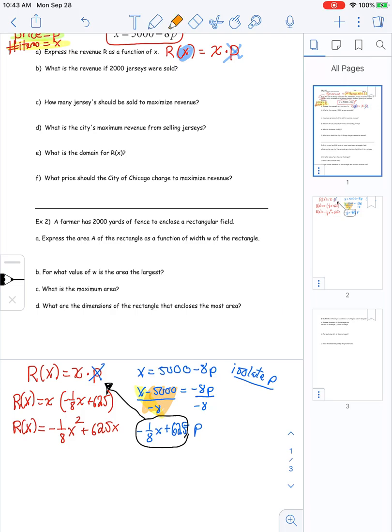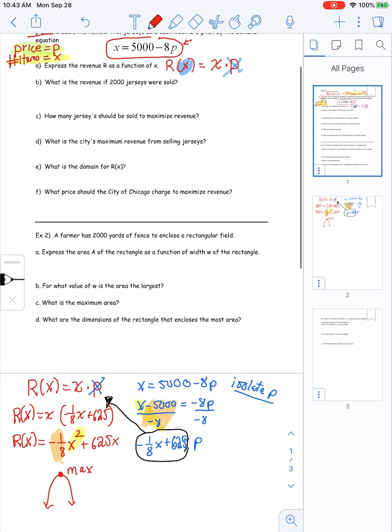Now, just from looking at it and using our knowledge of parabolas, we can tell that this is a parabola because it's an x squared. We can also tell that this is a parabola that is opening down because our a value is negative. So we don't know much else except that it's a parabola that looks like this. And because it's opening down, we know that this vertex is going to be a maximum value.